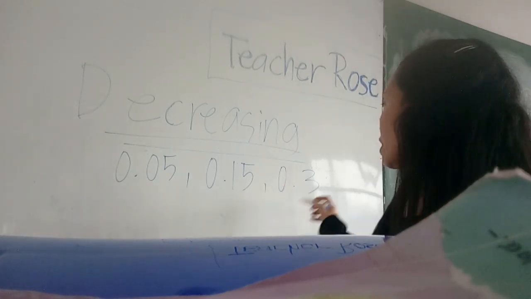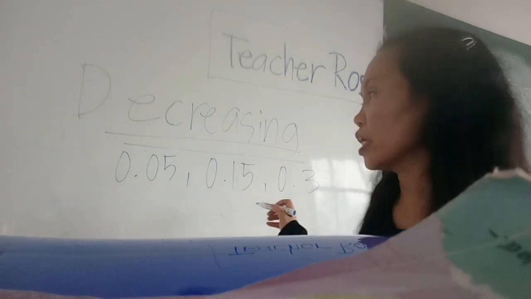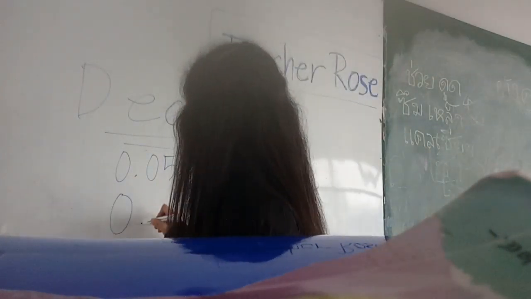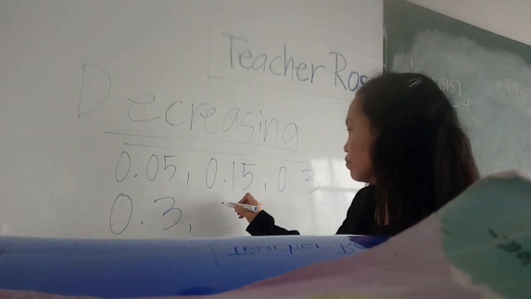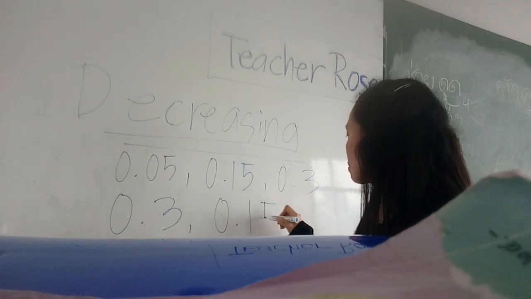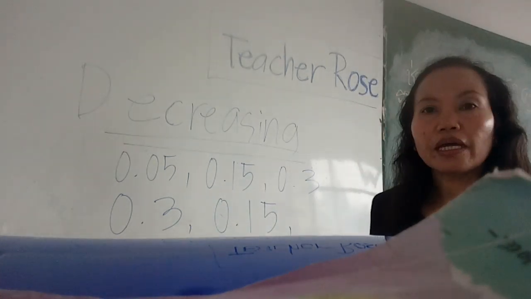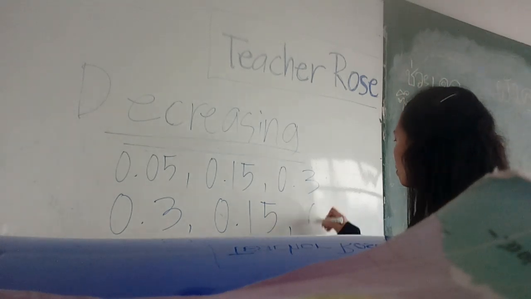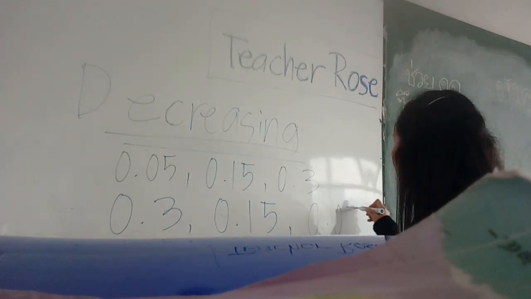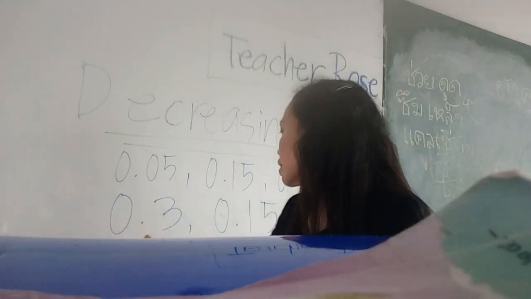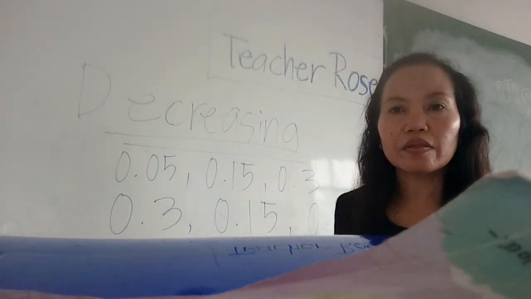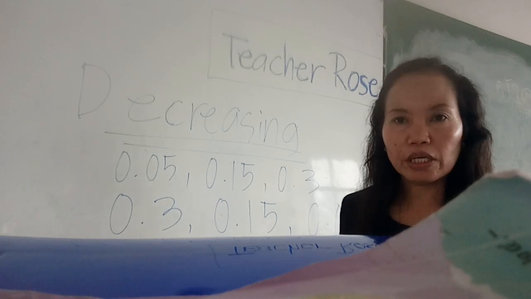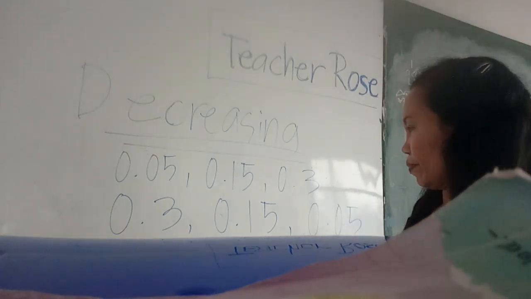Very good. It's 0.3. Okay. 0.3. And what's next? Very good. 0.15. And the last one, 0.05. Okay, this is how we are going to arrange the decimal numbers into decreasing order.